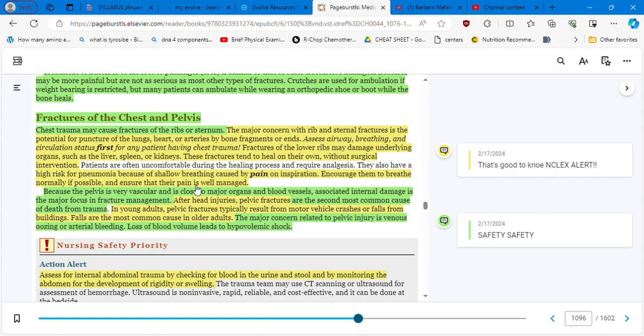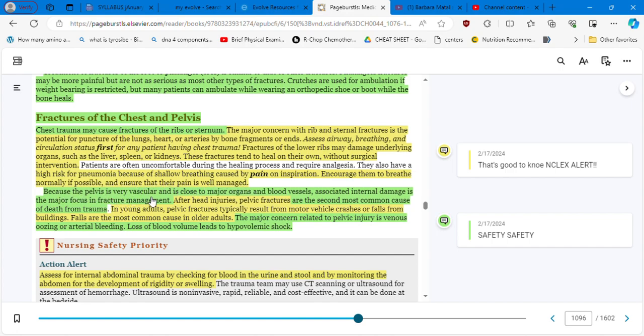This is an NCLEX alert. You may see a question about a patient having a fracture in the rib, and what is your priority nursing intervention? You need to assess for ABCs and then encourage them to breathe normally if possible, to ensure that their pain is well managed, right?